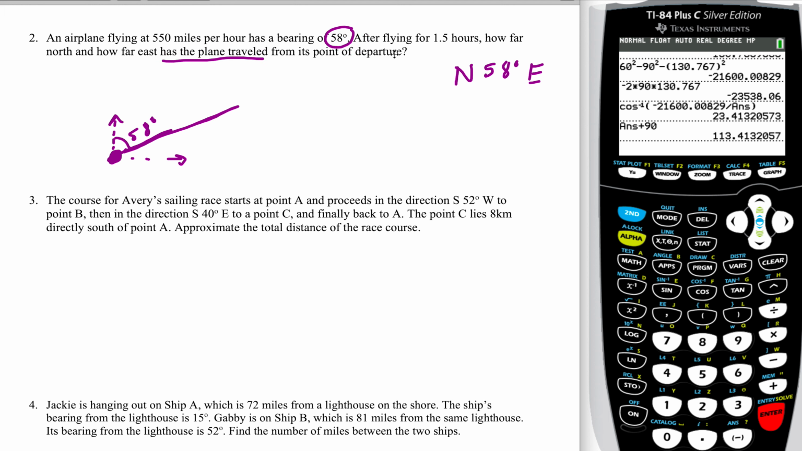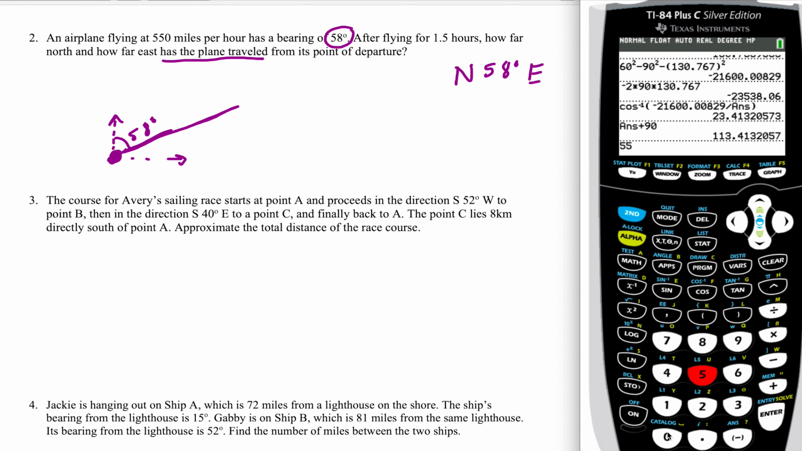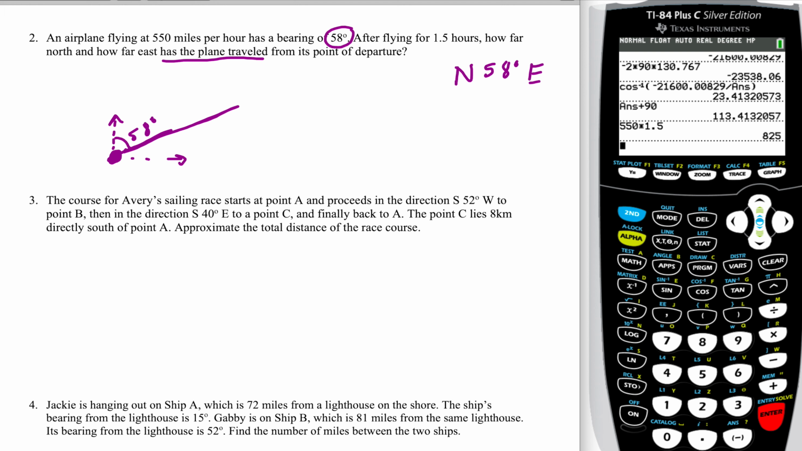Now, we're going to have been flying for 1.5 hours. So let's take 550 miles per hour and multiply by 1.5 hours. And so we know in this time, if I was going to just pull up my line tool again, here's me going along the bearing. Okay, what I know is that I'm going to have traveled, let me get my pen here, do it in red, 825 miles. In other words, this is 825.